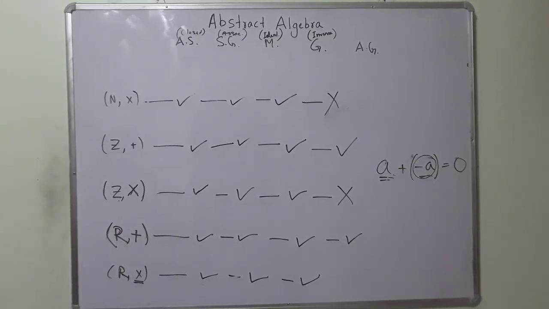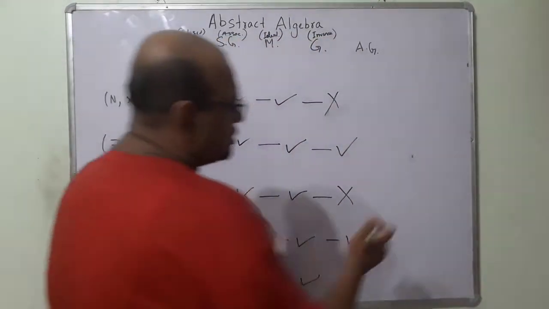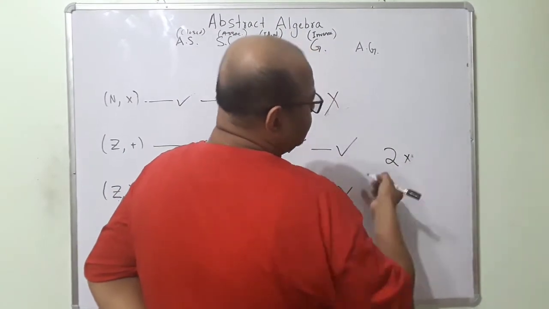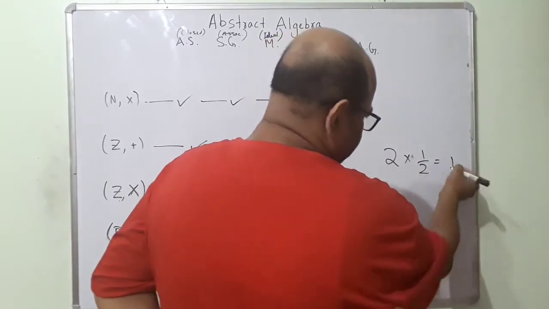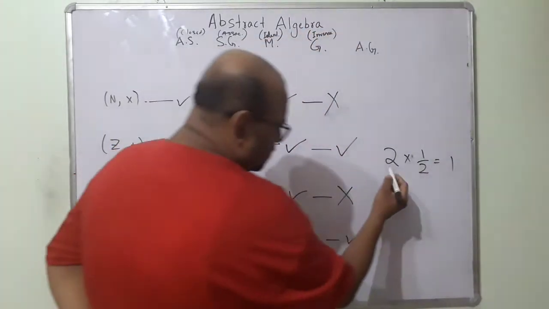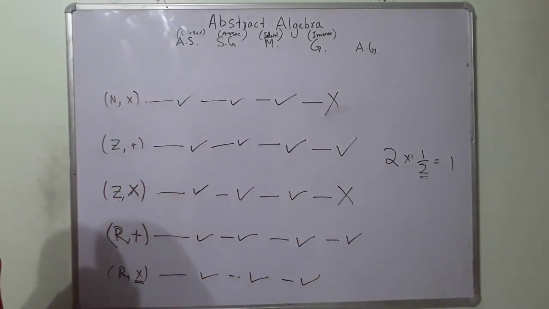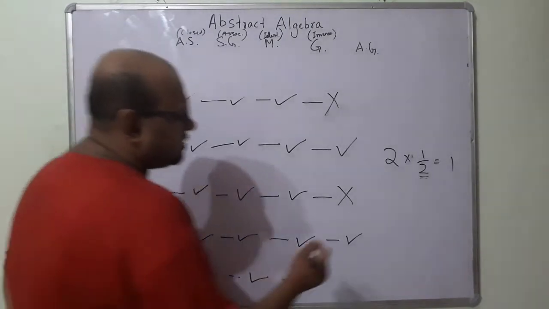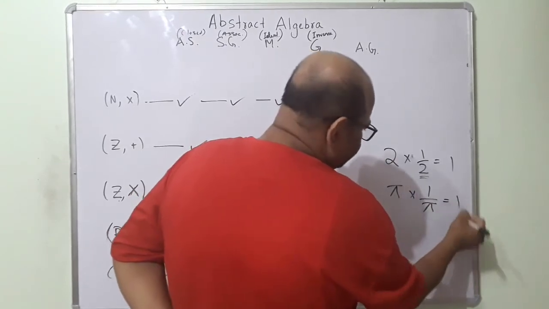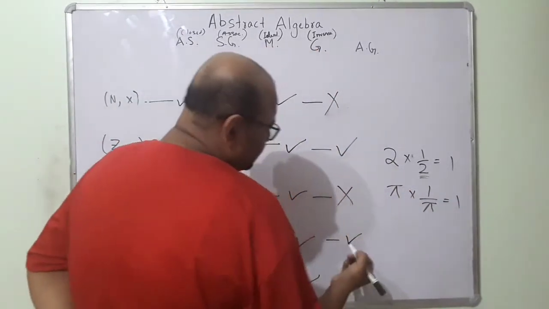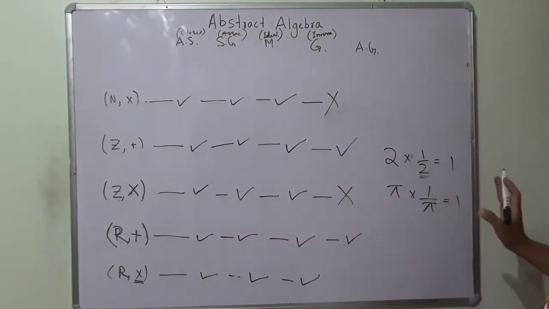Now what about the set of real numbers under the operation multiplication? What is the multiplicative inverse of 2? 1 by 2. This will give me the multiplicative identity. So for 2, 1 by 2 belongs to the set of real numbers. If I have pi, 1 by pi will give me 1. Pi is a real number, not a rational number, but a real number. So pi into 1 by pi will give me 1.